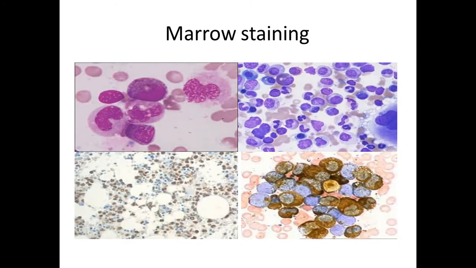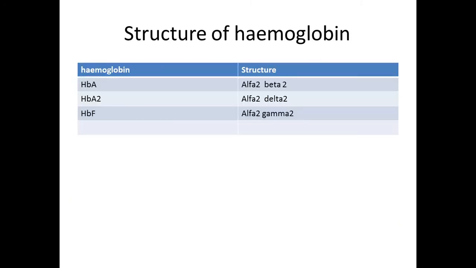So these are the pictures which show a well spread, well stained bone marrow with Leishman stain, and in the lower right side corner it shows a bone marrow which is stained with myeloperoxidase and showing brownish positivity.